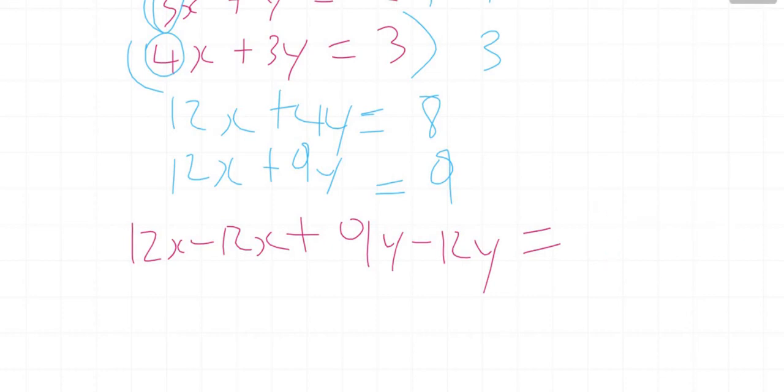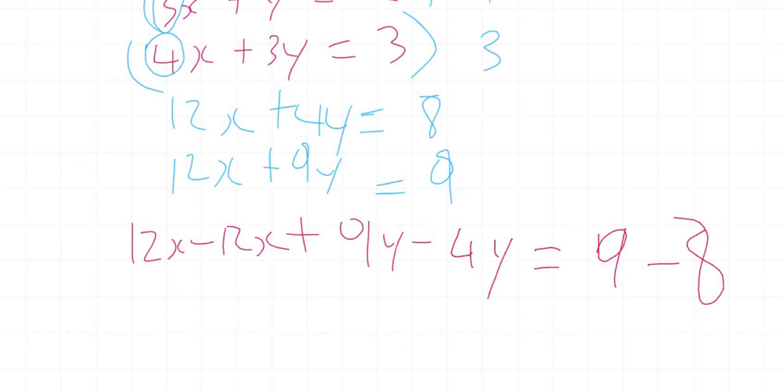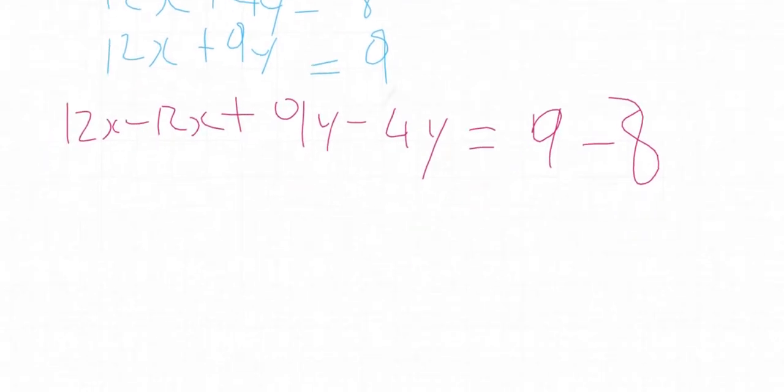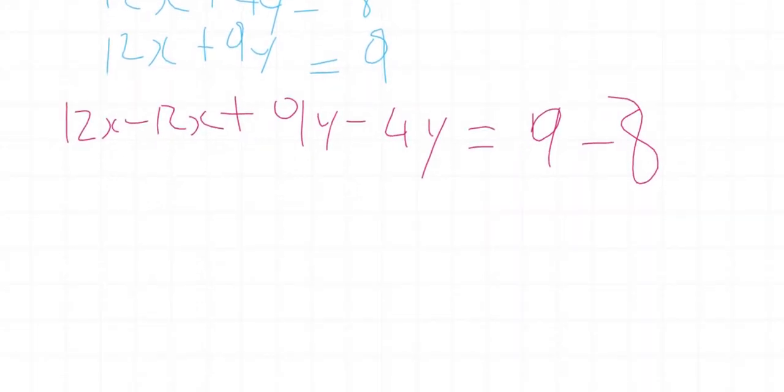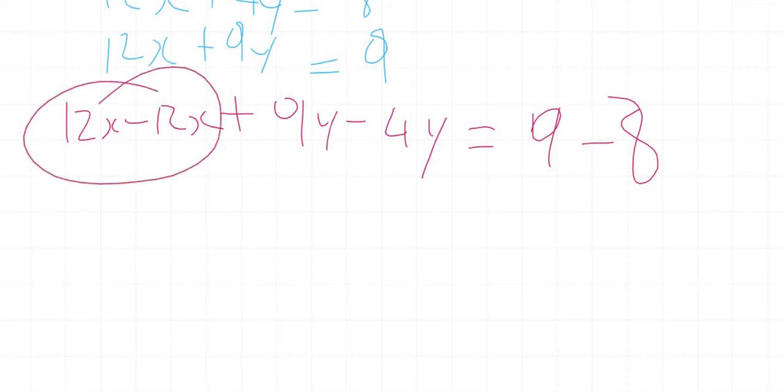Let us go back to the y's. So we have 4y minus, and we have 9 minus 8. So what we do now, we just simplify this. These two will cancel out, and then what we will have is 5y minus, let's say, 1.